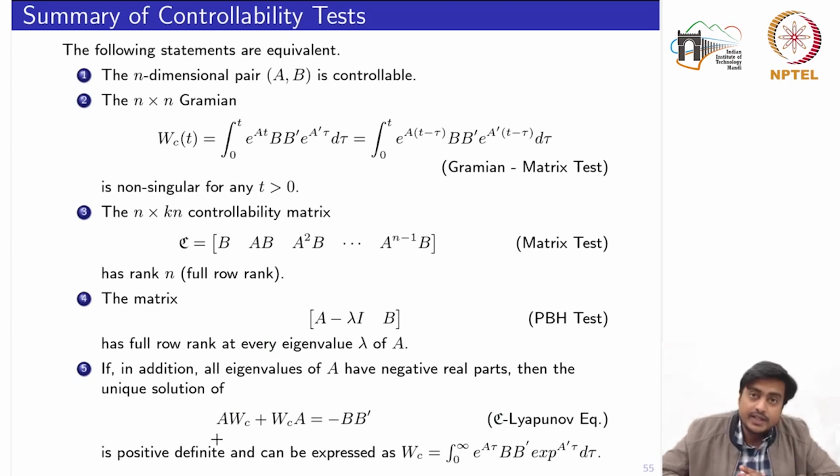So now the controllability tests are finished. This is just a summary of all the controllability tests we have studied. That the following statements are equivalent. The n-dimensional pair AB is controllable, which is equivalent to saying that the square matrix WC, which we have defined as the Gramian, which can take either this form or this form. If you notice, here we have used the T and T minus tau. This part you can prove quite straightforwardly. So this we have defined as the Gramian matrix test. The Gramian matrix test we have also studied in the context of linear time varying systems.